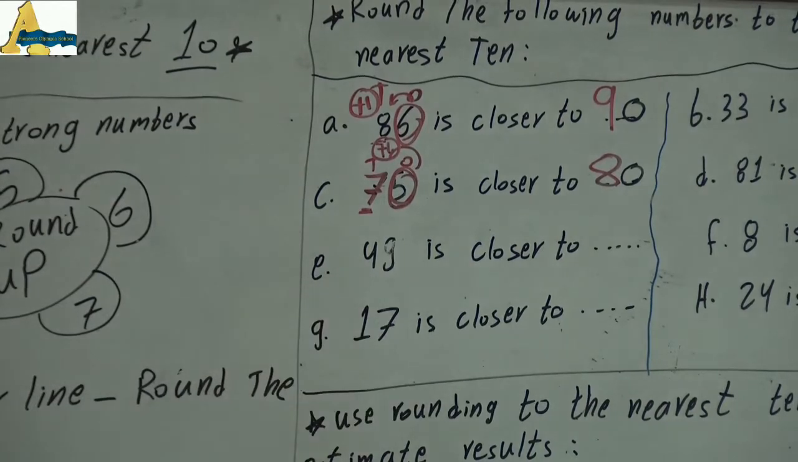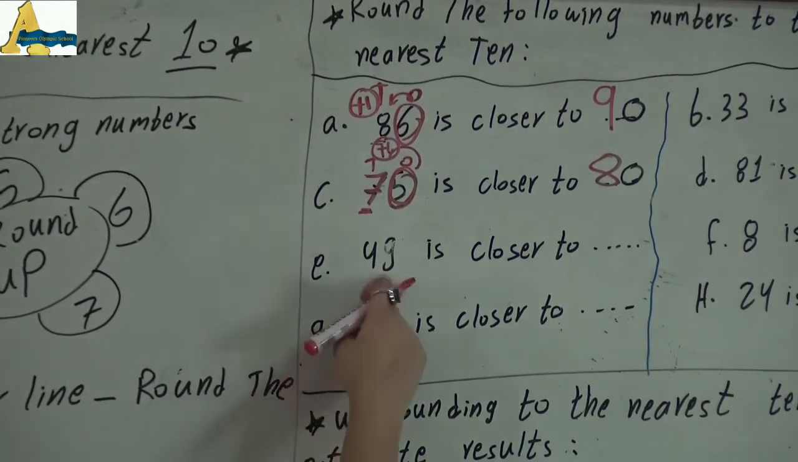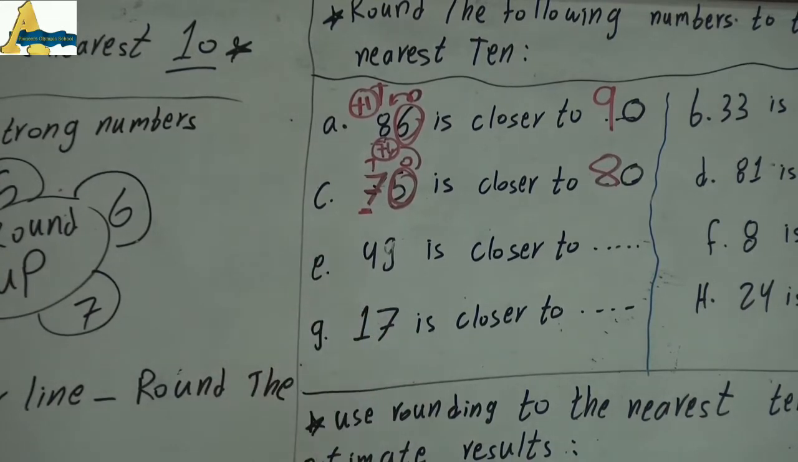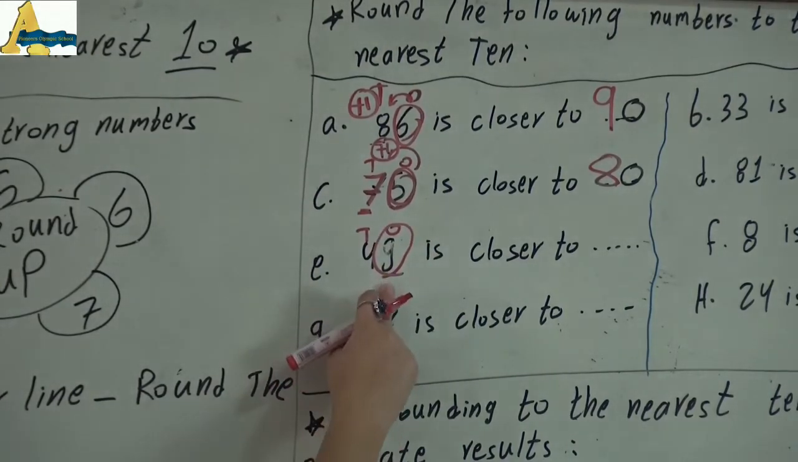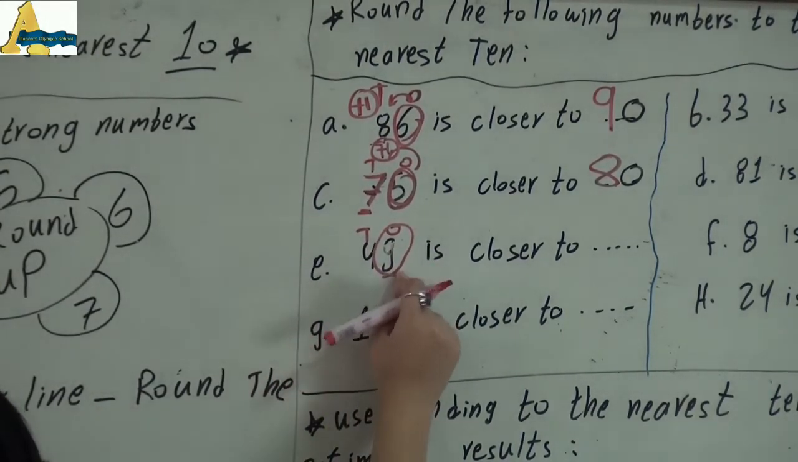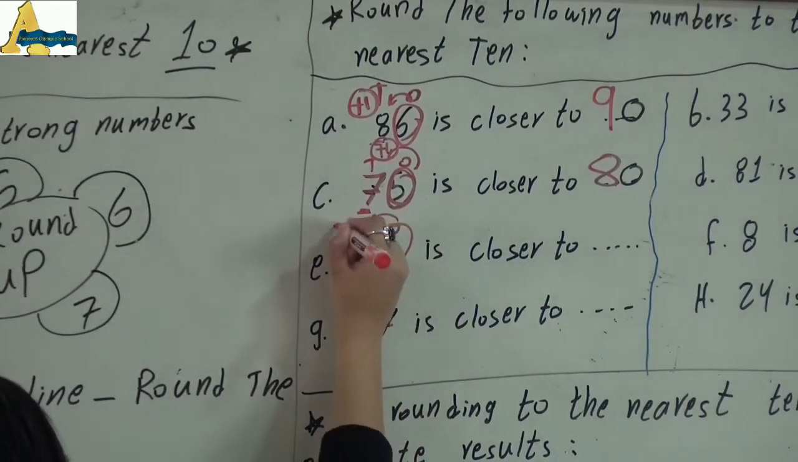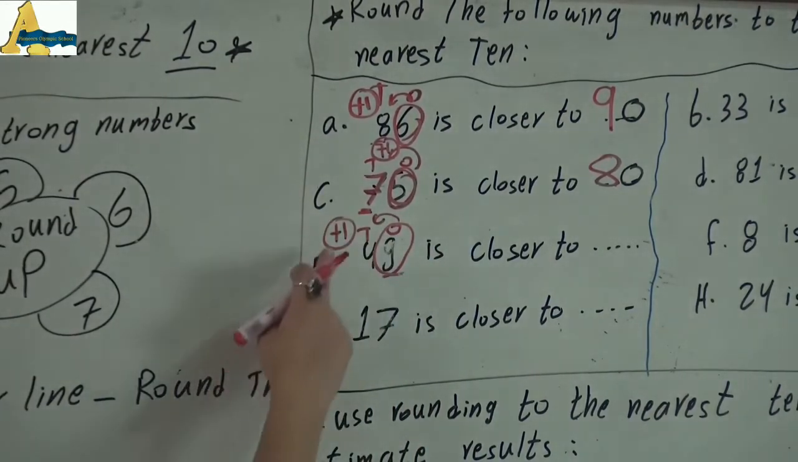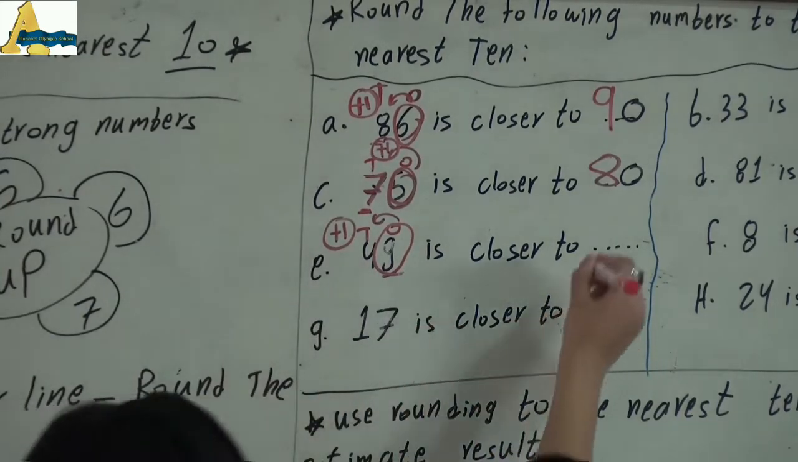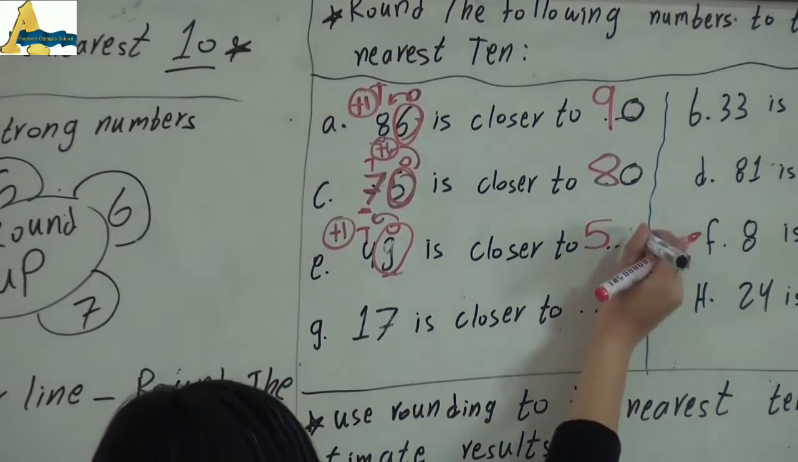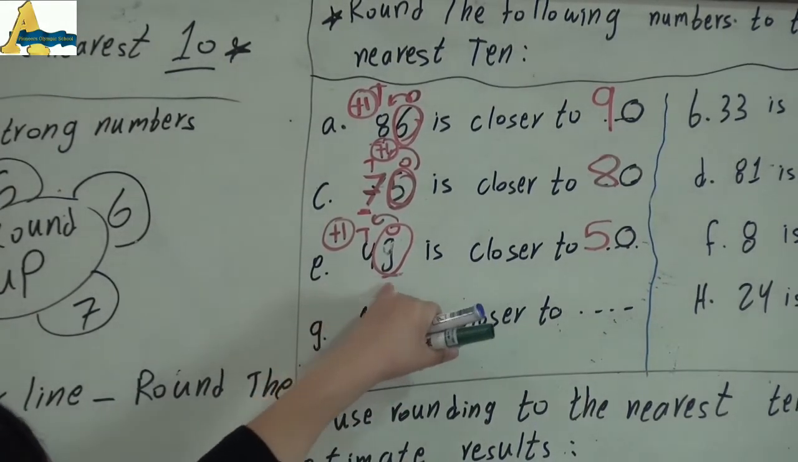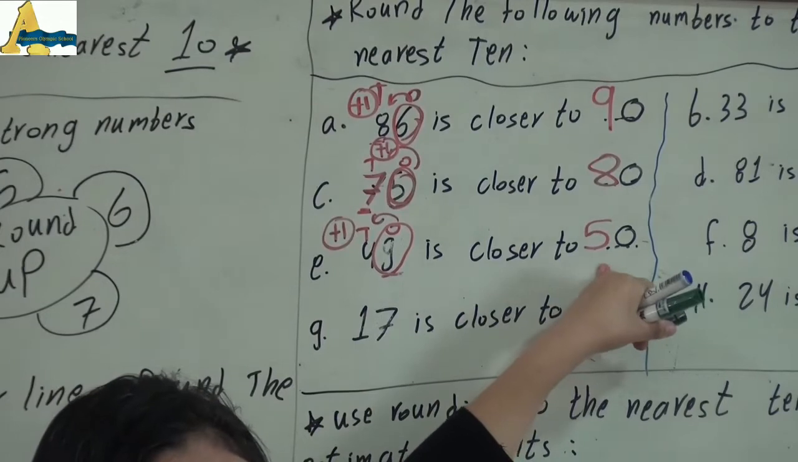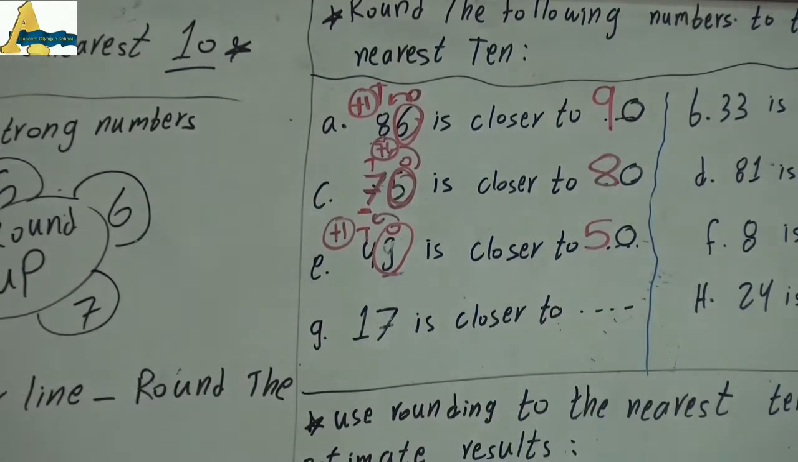49. Let's see, 49 is closer to which number? 49 is between 40 and 50. Here is the ones and here is the tens. The number just before the tens is 9. Is it strong or weak? Strong. If the number is strong, it will give the tens 1 more. So if I give the 4 one more, it will change into 5. And the number next to it will be 0. So this means 49 is closer to 50. It rounds up into 50.